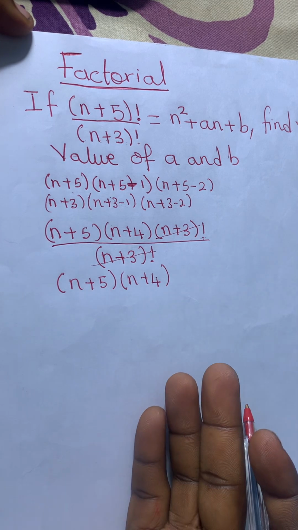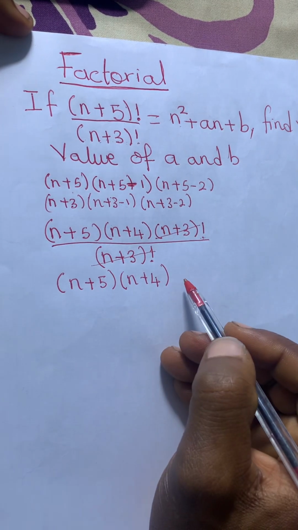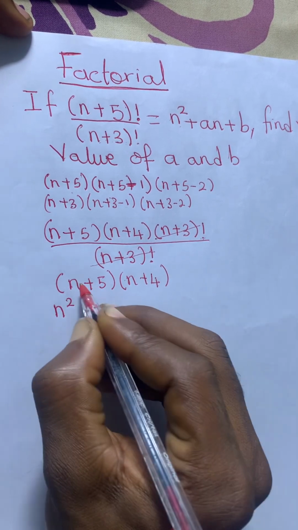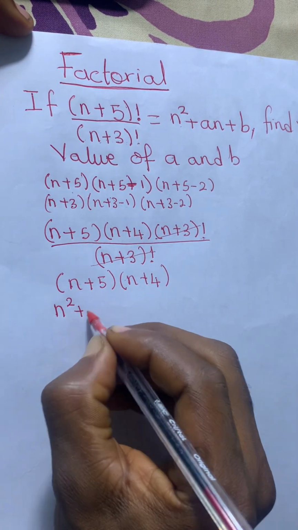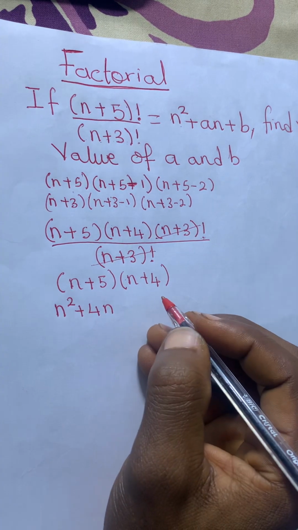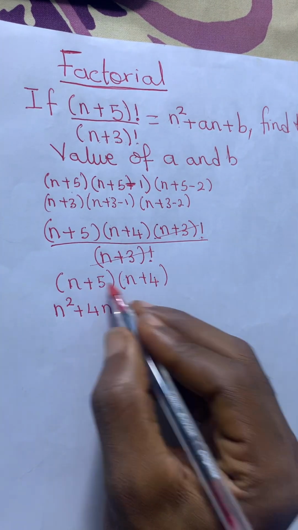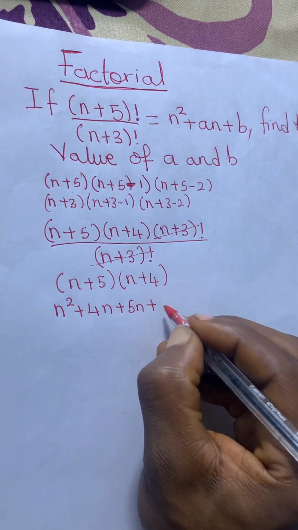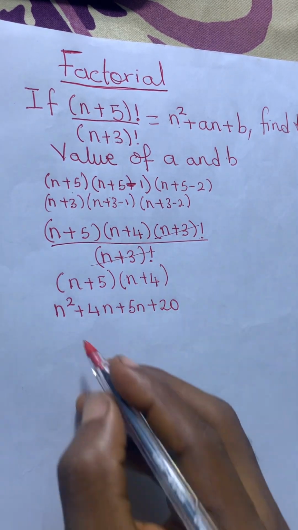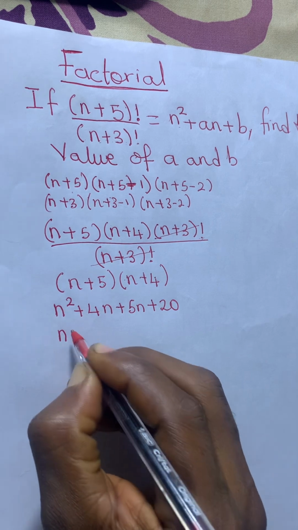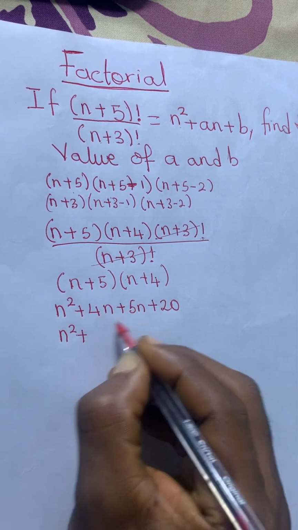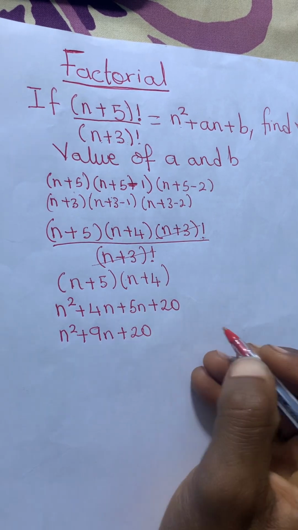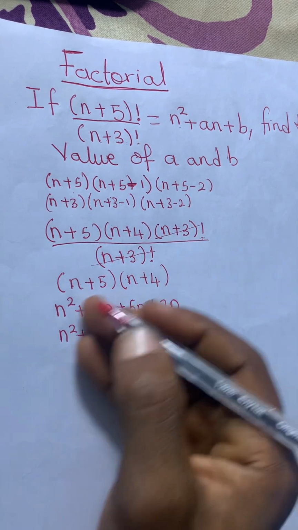Now, so what we do is that we expand this. So n times n will give us n squared, n times 4, 4n. 5 times n is 5n. 5 times 4 is 20. Now we are getting n squared plus 9n plus 20. Now, we've been able to solve this.